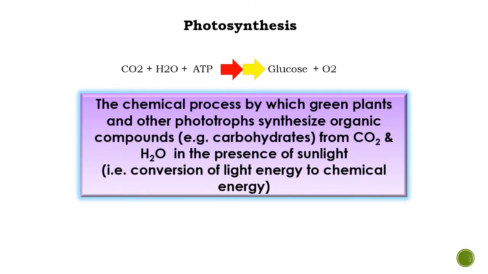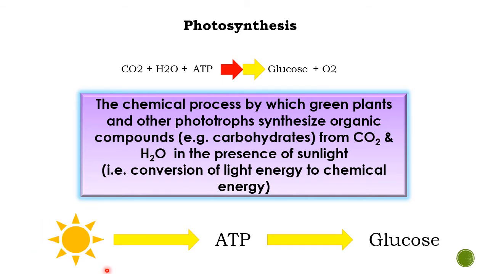So, photosynthesis can be defined as the chemical process by which green plants and other phototrophs synthesize organic compounds such as carbohydrates from carbon dioxide and H2O in the presence of sunlight. In this process, we will convert light energy to chemical energy. We have the light energy from the sun, and this energy will be converted into chemical energy in the form of ATP and into glucose.